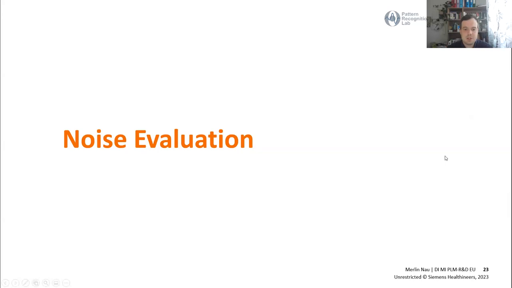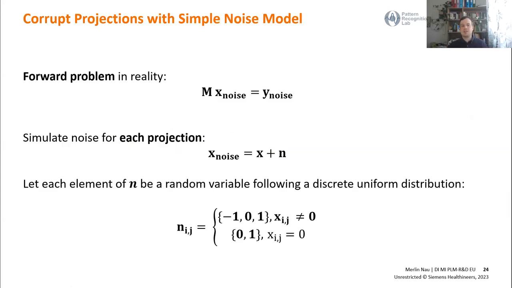So for the noise evaluation, we take into consideration the forward problem in reality. In each projection that we make in emission tomography, we have some kind of Poisson noise associated with the data. So for each projection, we changed our input to a noisy input and ended up with this Y noise, having a noise component to it. And because we were restricted to a pretty small range, we made a random variable following a discrete uniform distribution. So we either subtracted one from the pixel, left it unaltered, or added one, and then simulated our data.